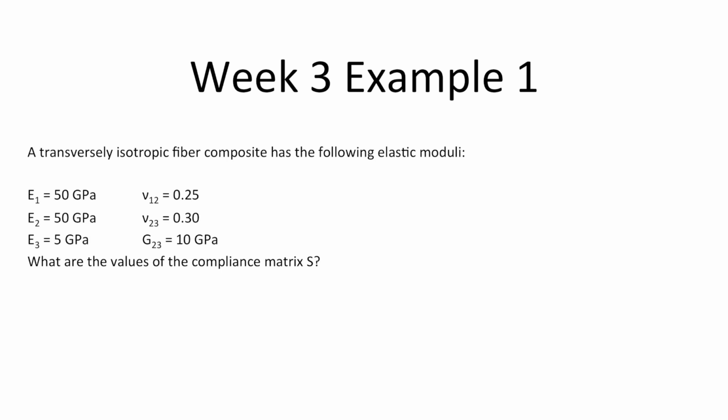A transversely isotropic fiber composite has the following elastic moduli. E1 equals 50 gigapascals, E2 equals 50 gigapascals, E3 equals 5 gigapascals, nu12 equals 0.25, nu23 equals 0.30, G23 equals 10 gigapascals. What are the values of the compliance matrix S?